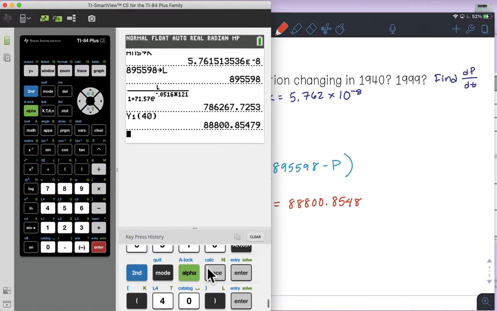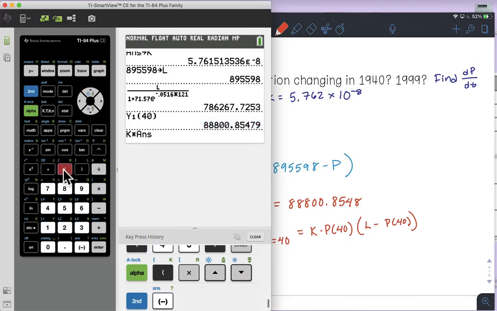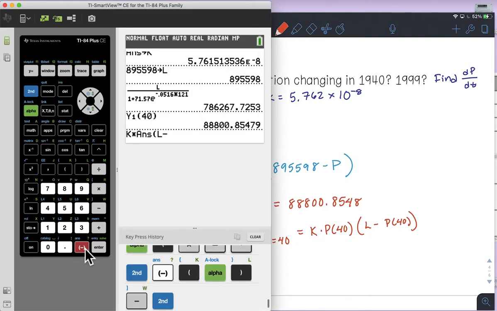So then I want to find my dP/dt when t is 40. So I want k times P of 40 times the group of my L minus P of 40. I'm going to just type that in. So I have alpha k times my answer. I'm going to use second ANS here for answer. And then alpha L minus that number I just found.